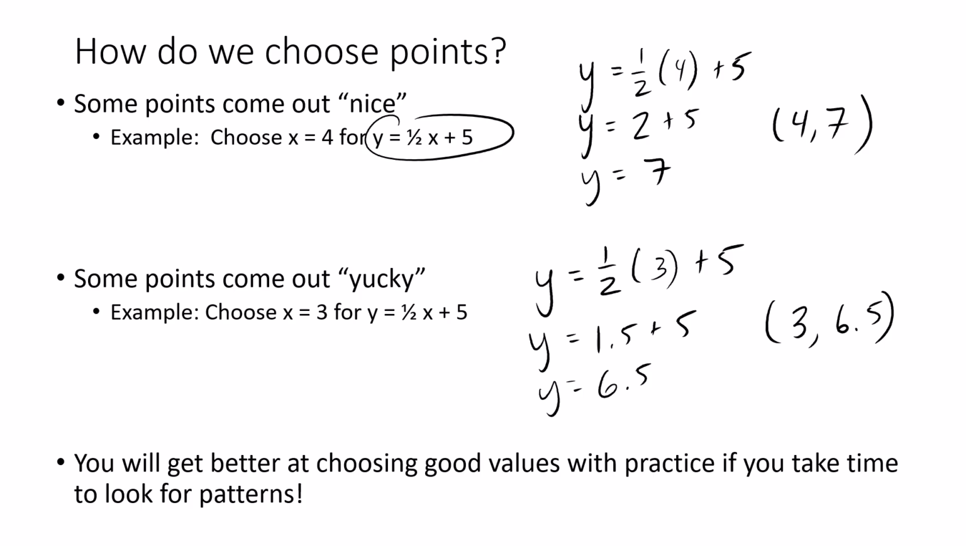You will get better at choosing good values with practice if you take the time to look for patterns. So an experienced person graphing lines will just have a sense of what numbers work well. 0 often works well. 1 is a very popular choice. 2 is very popular. -1, often popular. -2, those tend to work well. Numbers like 17, not as well, and you will get better at that with practice. I'm not going to give you any shortcuts because you will learn it better if you just explore on your own and see what works.